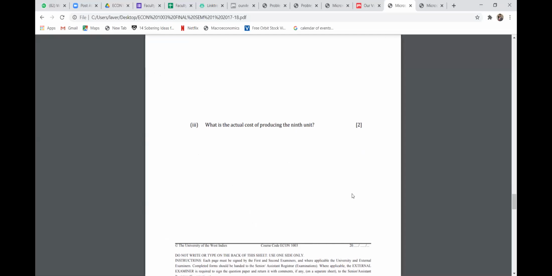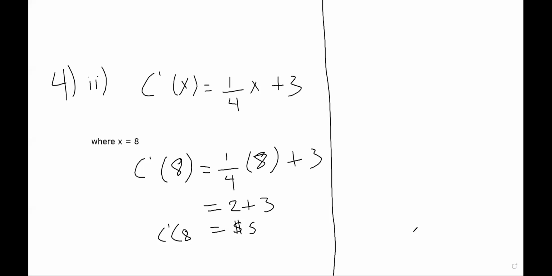It asks us what is the actual cost of producing the 9th unit, right? So it's asking about the actual cost now. In order for us to find the actual cost, we need to subtract something from something, right? So it asks about the 9th unit. We need to find the difference between the 9th unit and the unit before that, which is the 8th unit, right? So we're going to take C of 9 minus C of 8 in order to find the actual cost of the 9th unit, right?